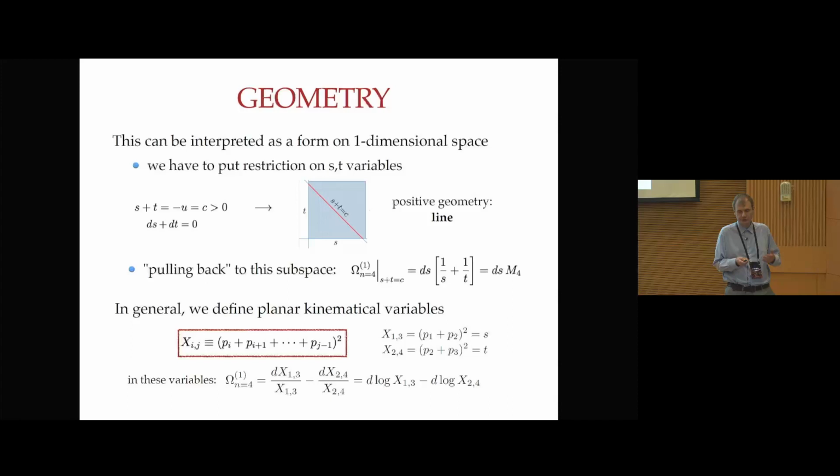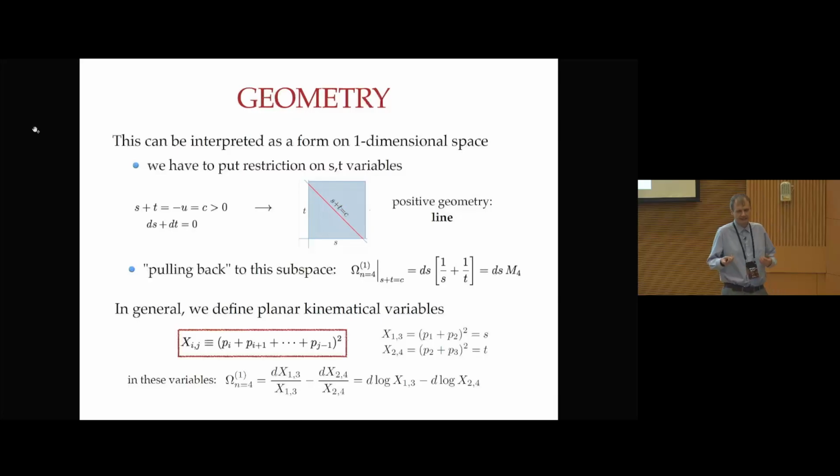The thing is that there are two variables here, but we would like to interpret it as a form on the one-dimensional space. The S and T variables are not independent. S plus T is equal to minus U, and we will treat U in this construction as some fixed variable, let's say a number. Standardly, minus U is called C, and we demand that it be positive. So the positive geometry corresponds to just a line, S plus T equals C, where C is, for example, 2 or 3. That's just a fixed number.